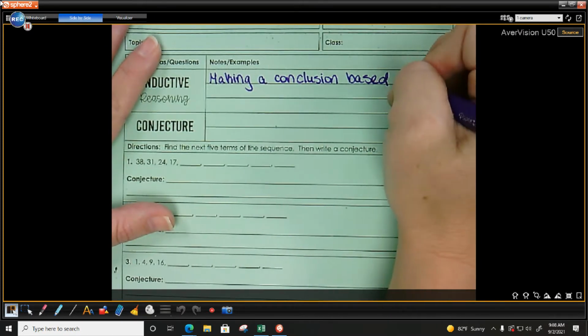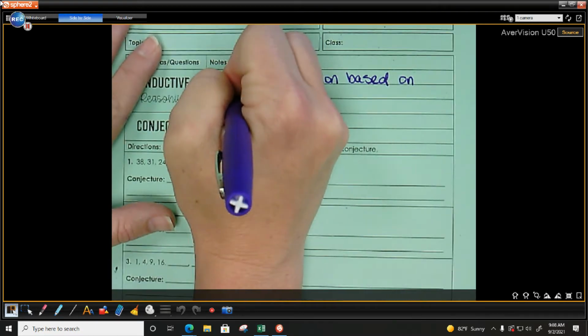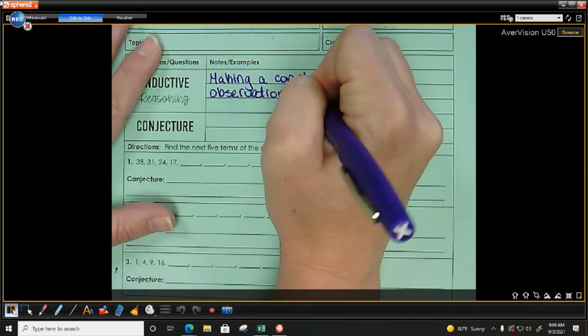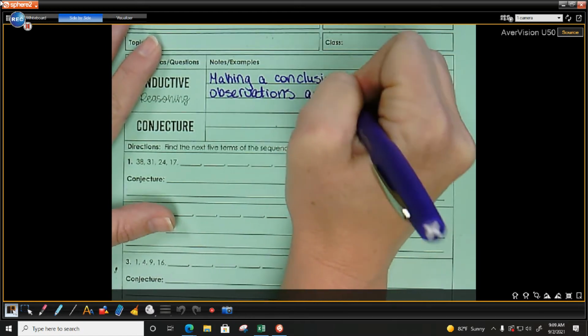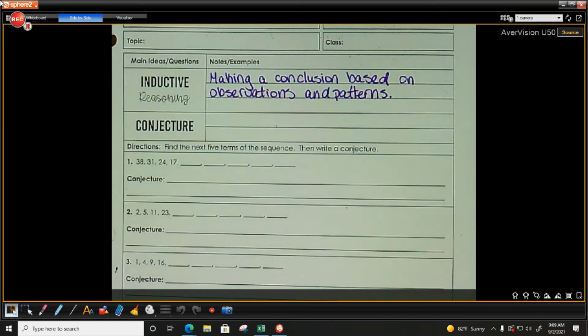Making a conclusion based on observations and patterns. So that's what we are doing today. We are going to make conclusions based on observations and patterns.